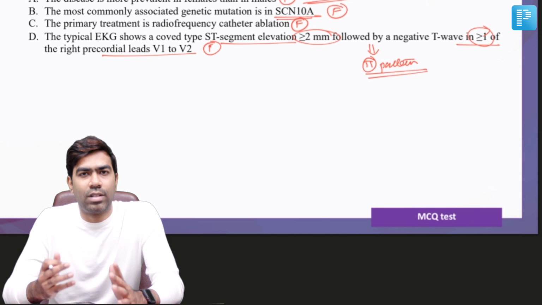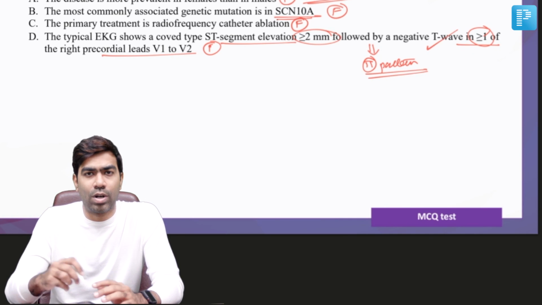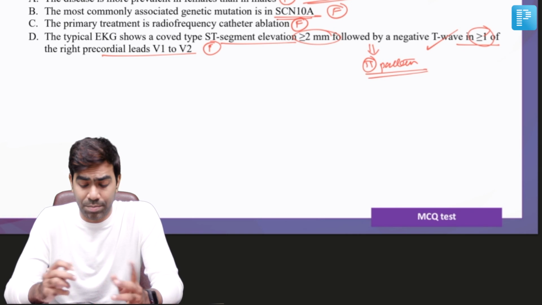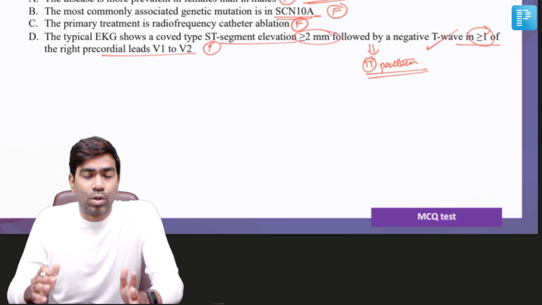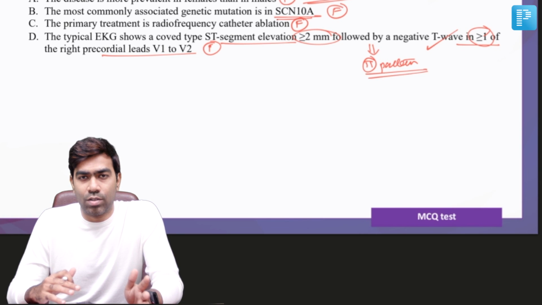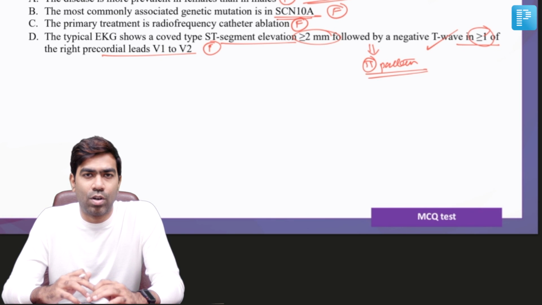And many drugs, including 1A, 1C antiarrhythmics, even SSRIs, TCAs, can also bring out the Brugada pattern in the EKG in certain susceptible individuals. And this Brugada pattern alone will not constitute the Brugada syndrome. If the patient is having symptoms or probably a family history, then that can be called Brugada syndrome.